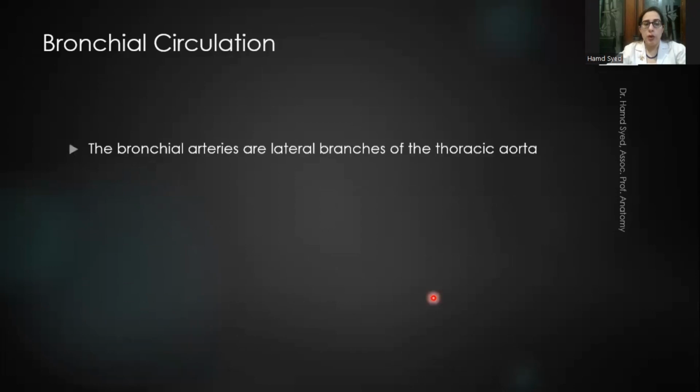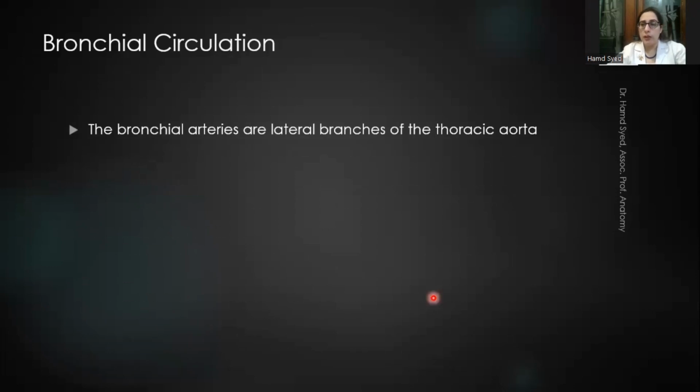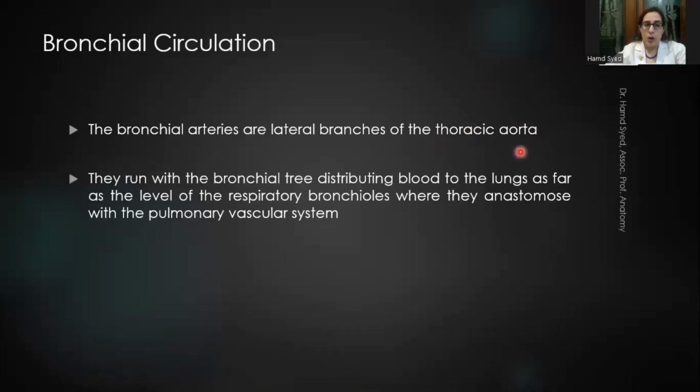So if we were to describe the bronchial circulation, remember the key points. First, the bronchial arteries represent the systemic circulation, which is providing nutrient-rich and oxygen-rich blood to the lung tissue. And these bronchial arteries are, remember, the lateral branches of the thoracic aorta. Also, like I showed you in the diagram, they run with the bronchial tree.